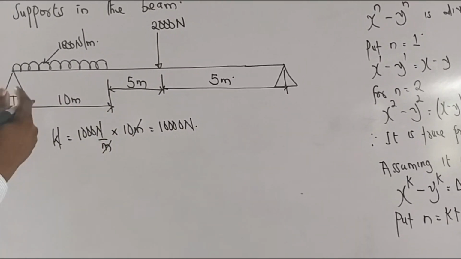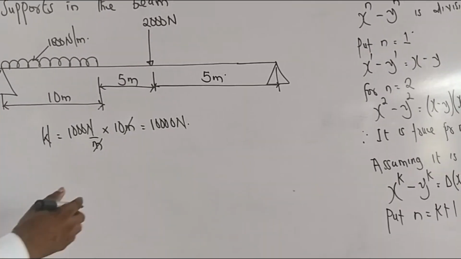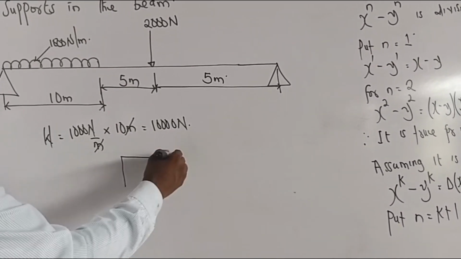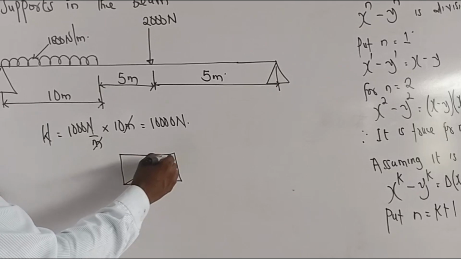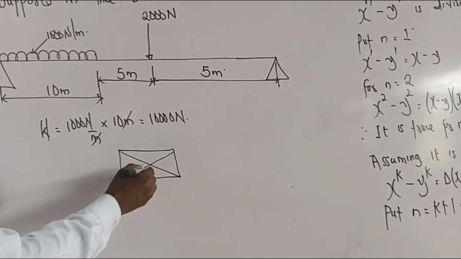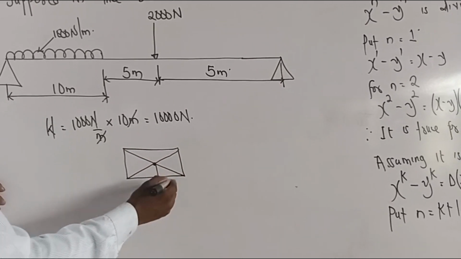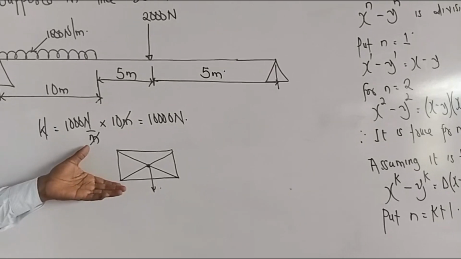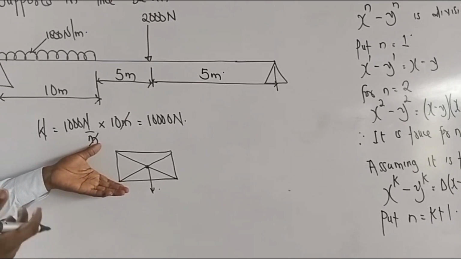Like we said, it's a uniformly distributed load. For a uniform beam, let's consider a rectangle. What is now the center of gravity of this? Center of gravity is this point. For a uniform beam or bar.